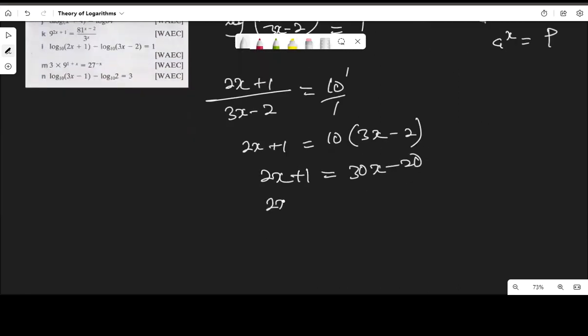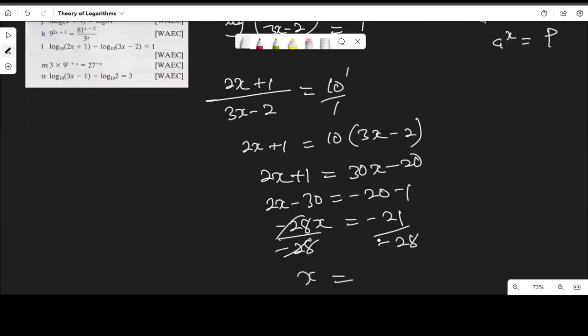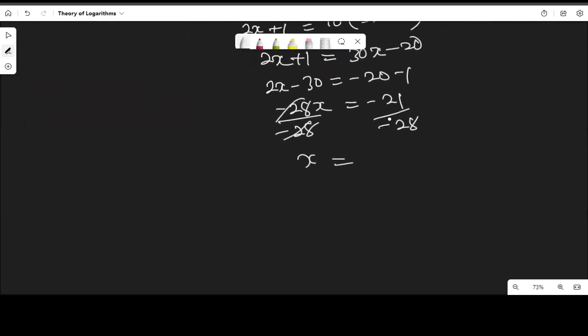10 times 3 is 30 and 10 times negative 2 is negative 20. Collecting like terms, 2x minus 30x is equal to minus 20 minus 1. 2x minus 30x is minus 28x, equal to minus 21. Divide both sides by minus 28. Minus 28 here we go. x equal to, 7 here 3, 7 here 4. So x is 3 over 4.